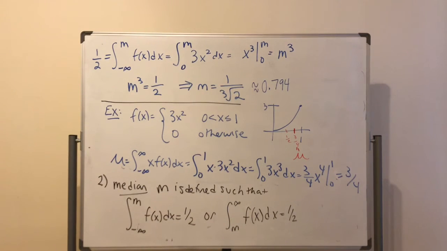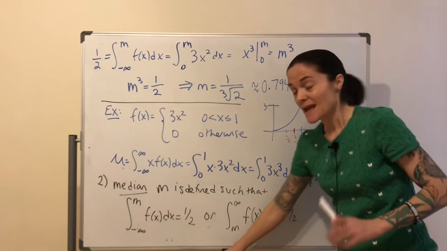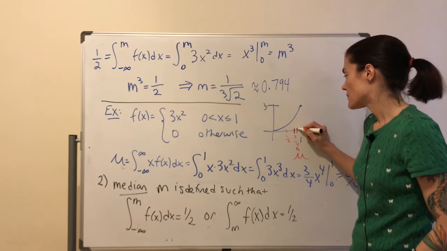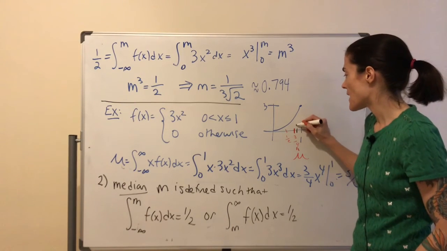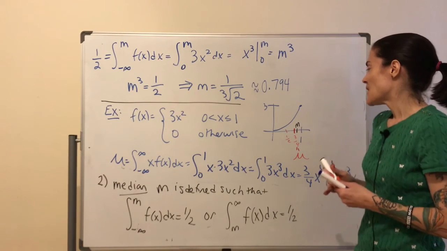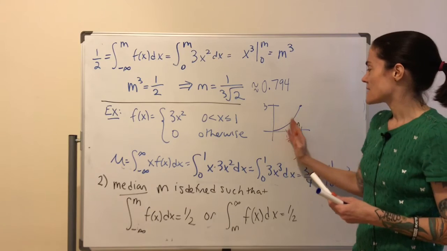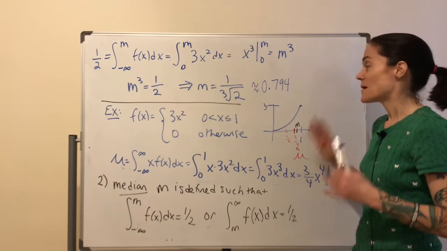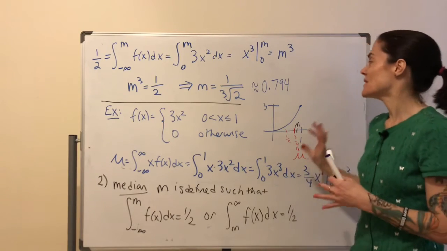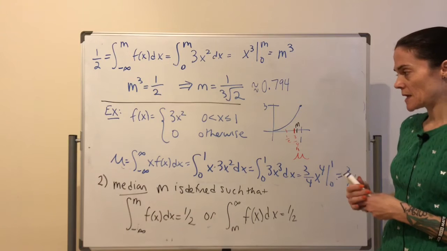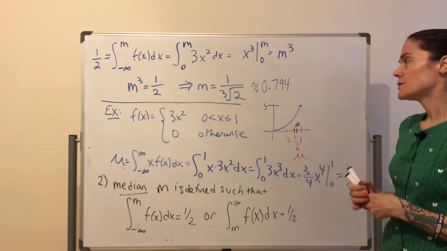Okay, so the median here is bigger than the mean. This is 0.75. The median is somewhere like this. This would be the place where half the area is on this side and half the area is on this side, okay? My picture is not very accurate, but you have the idea. It's just a little bit bigger than the mean. Okay.